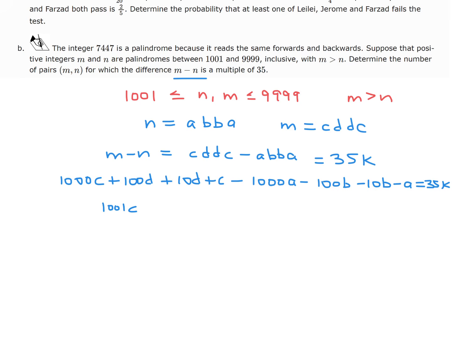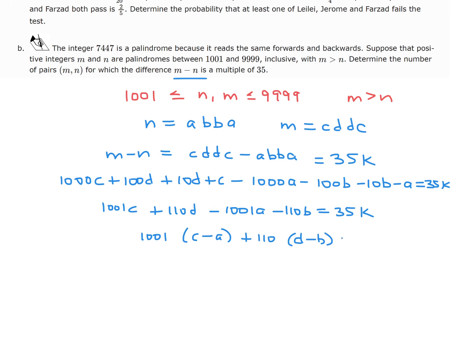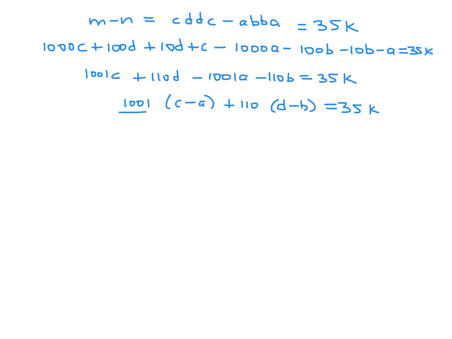1001c plus 110d minus 1001a minus 110b is 35k, right? So then if I factor out a 1001, I'll get c minus a, and then if I factor out a 110, I'll get d minus b is 35k. And am I able to go any further? I don't think so. Let's see if these numbers can be factored a little bit further, because that might help.